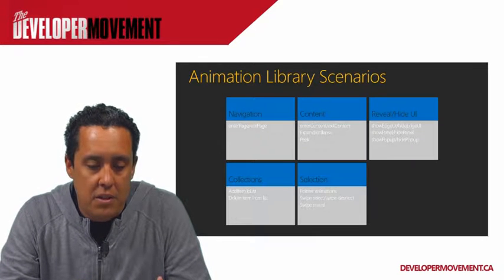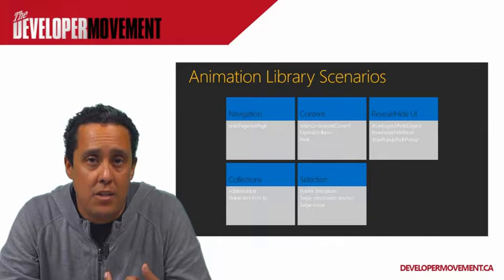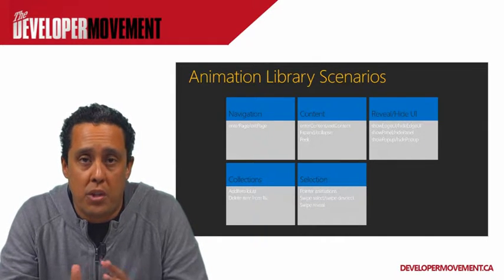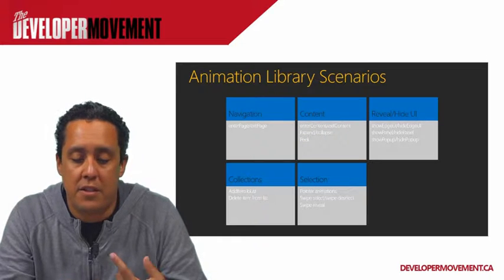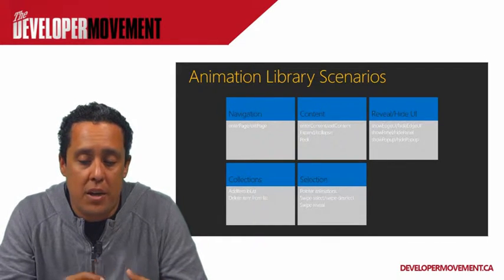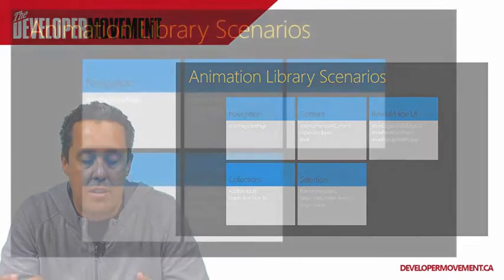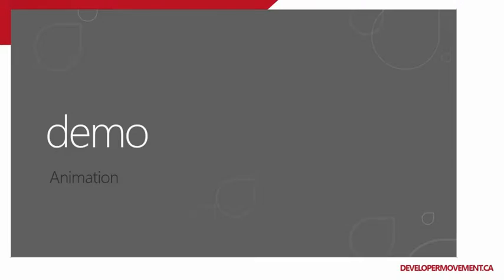So what you have in some scenarios is, for example, navigation. You have enter and exit page. You have content if you want to switch between content. You have enter content, exit content, peek, expand, collapse, reveal, hide UIs. If you want to show a side panel or a top panel, you want to look at those. We'll actually go through an animation demo instead of me just talking about it because it makes it a little bit easier.